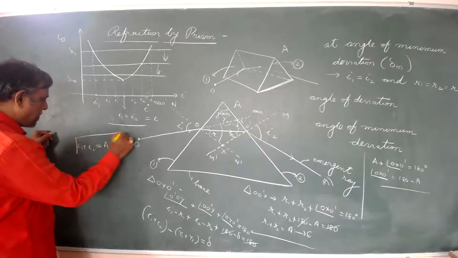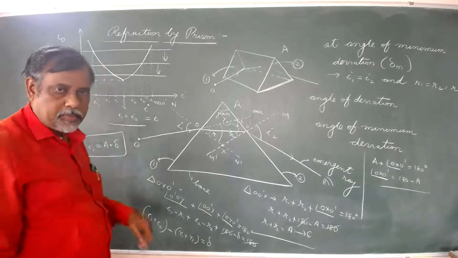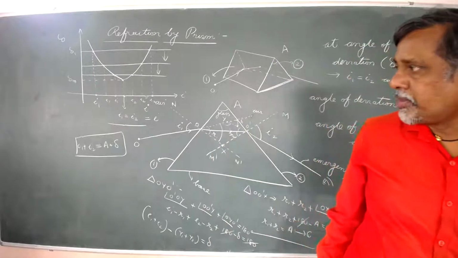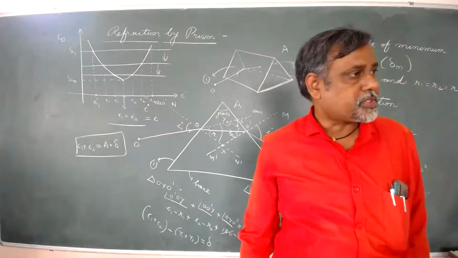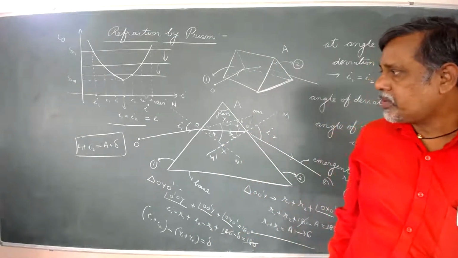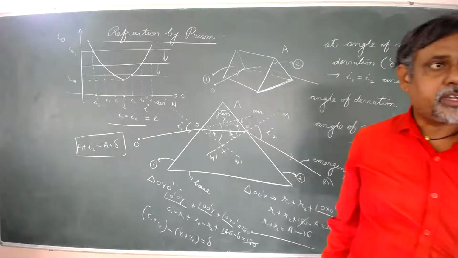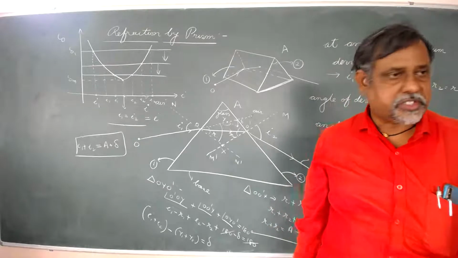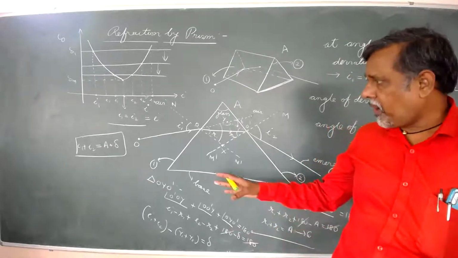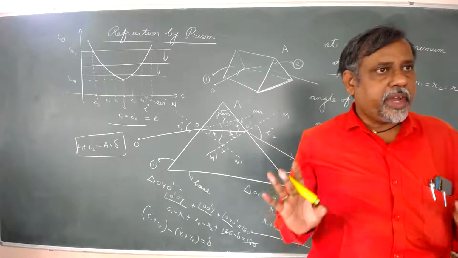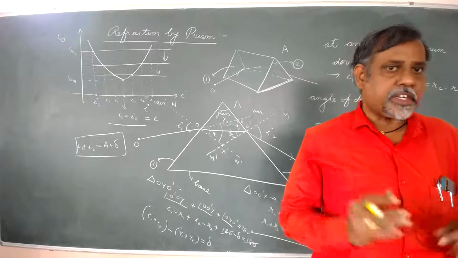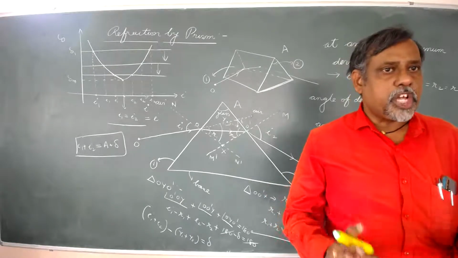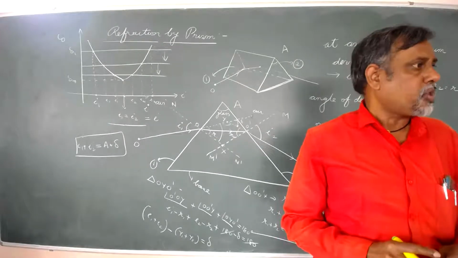This is one more equation that you will be using while solving the problems. I1 plus I2 is equal to A plus delta. Another equation that is. Okay, so far, one thing we didn't consider yet. What is that? The angle of minimum deviation position we did not keep in mind so far.